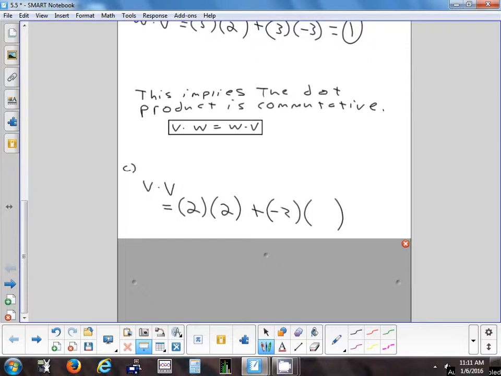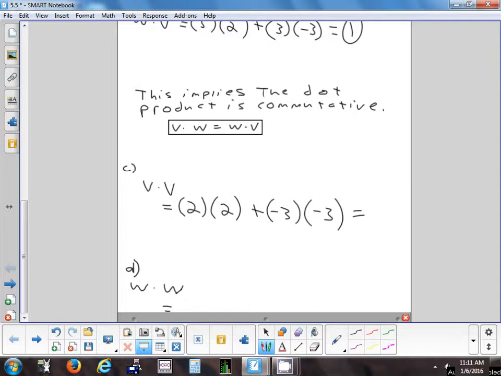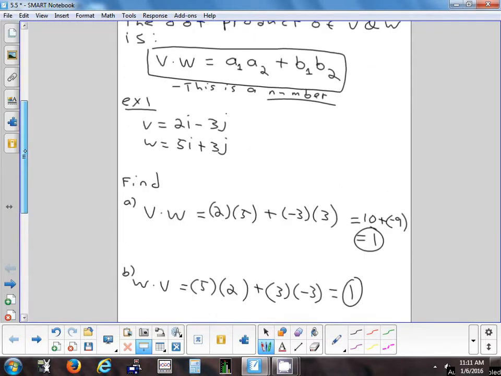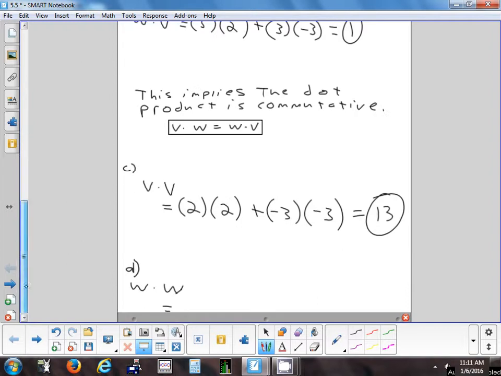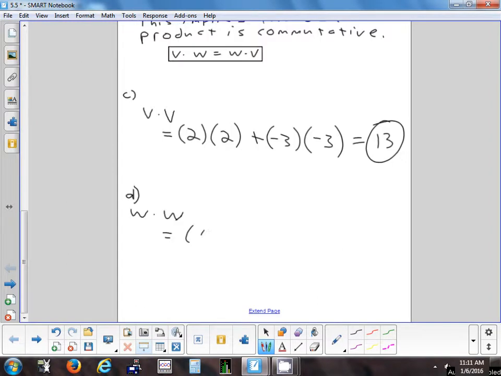Okay, 2 times 2, negative 3 times negative 3. So what's the dot product of V dot V? 13. Okay, and we'll also try doing the dot product of W dot W. That's going to be 5 times 5 plus 3 times 3. So Dakota, what's W dot W? 34. Yep.